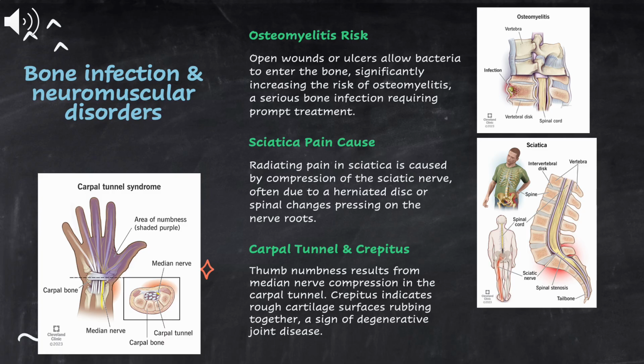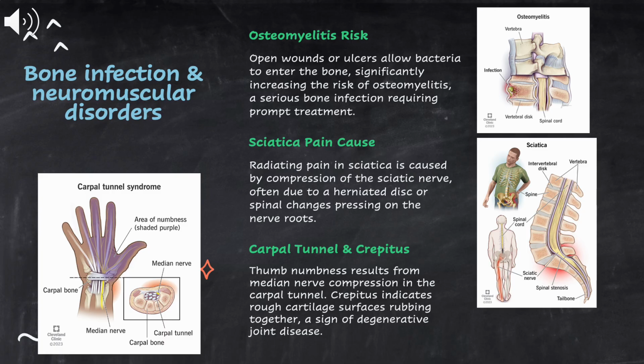Next, sciatica. Sciatica causes radiating pain that travels from the lower back down the leg. This happens because the sciatic nerve is compressed, often due to a herniated disc or spinal stenosis pressing on the nerve roots. The key word is radiating pain. That should make you think nerve compression.